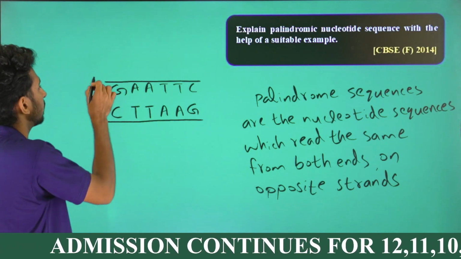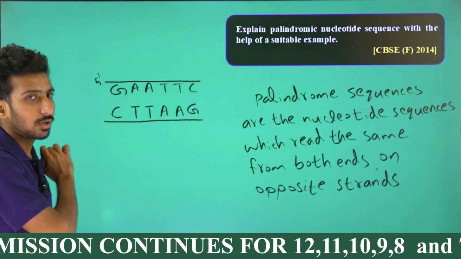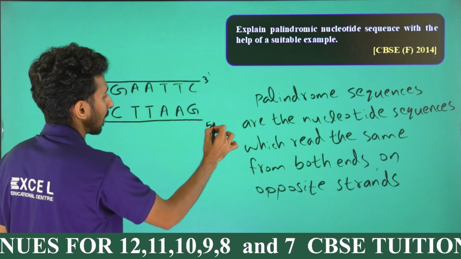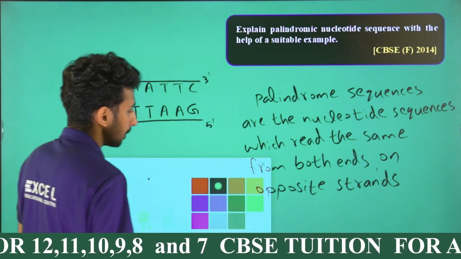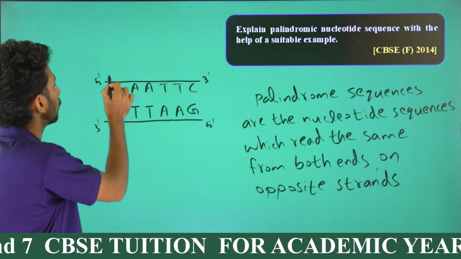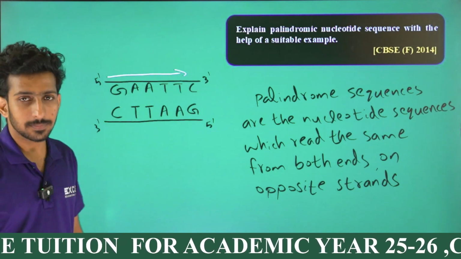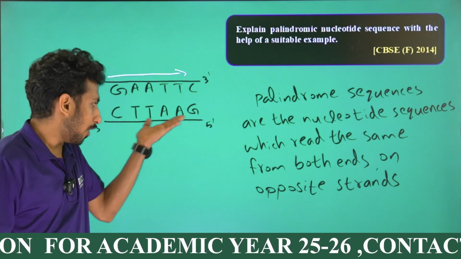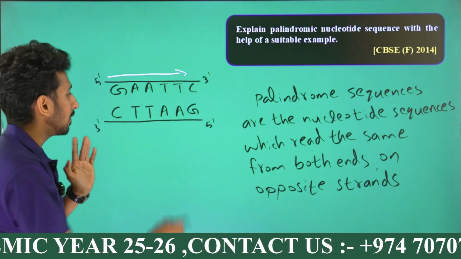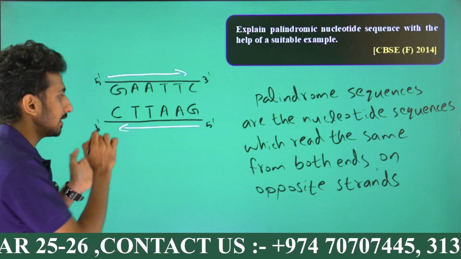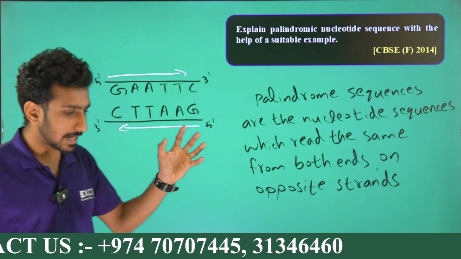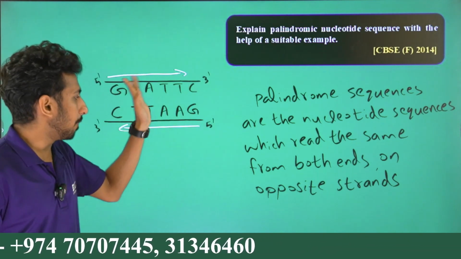So if you read, see, this is the 5' end of this nucleotide, this is the 3' end of this nucleotide, and here it is the 5' end, this is the 3' end. On the upper strand, if you read from 5' to 3', you will get GAATTC. And if you read the lower one from 5' to 3', you will get the same GAATTC. Got it? So GAATTC reads the same from both ends on the opposite strands.